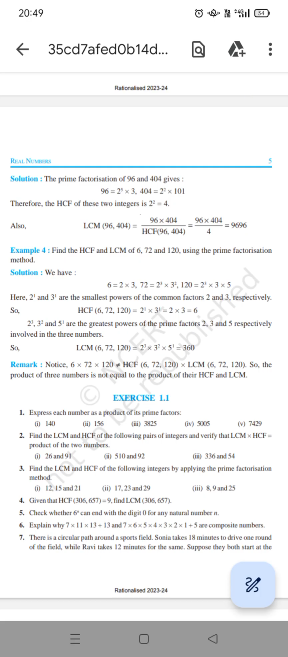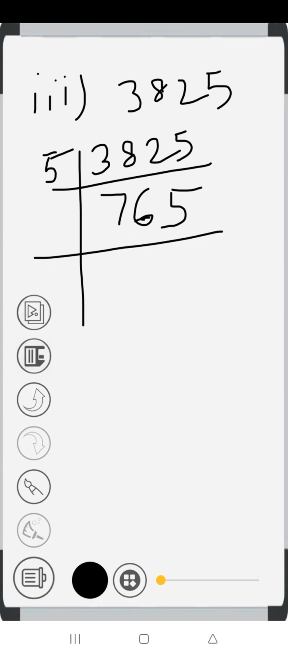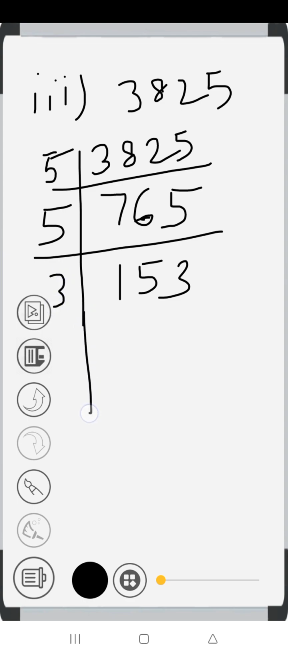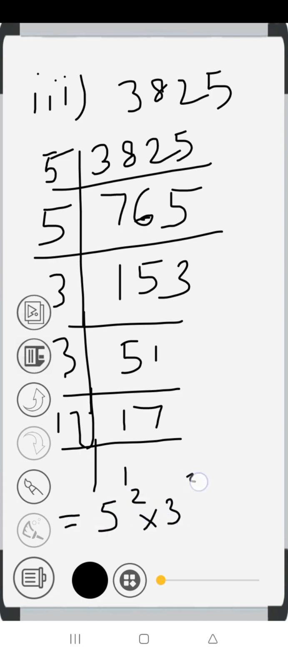The next question is 3825. We know that a number ending with 5 is definitely divisible by 5, and 5 is a prime number, so we can definitely divide it by 5. So 3825 divided by 5 gives 765. Again when we divide this number 765 by 5, we get 153. Again when we divide it by 3, we get 51, and we know that 3 times 17 is 51, so 17 into 1 is 17. So this number is equal to 5 squared into 3 squared into 17 power 1. Moving on to the next question.